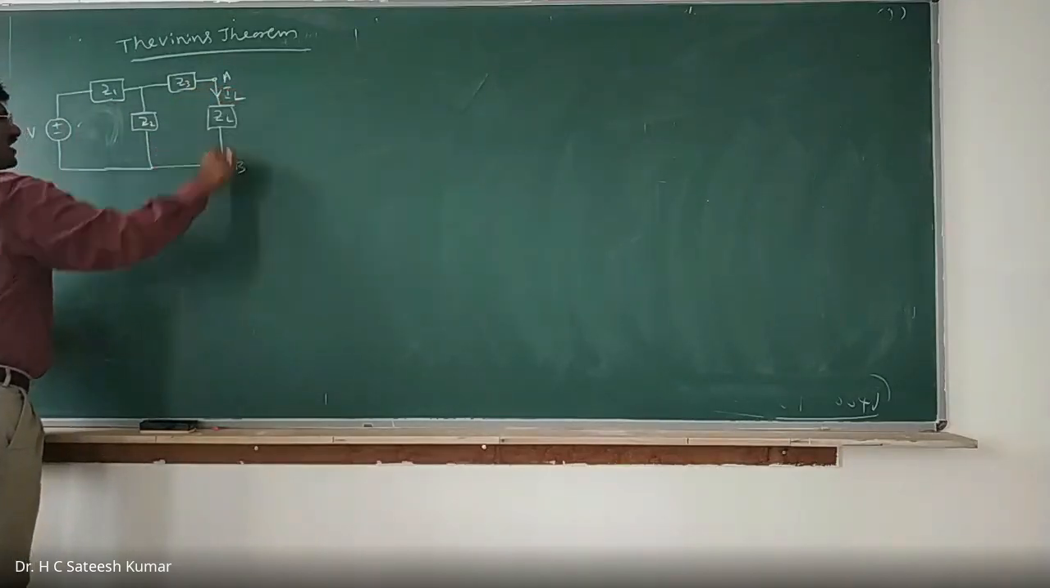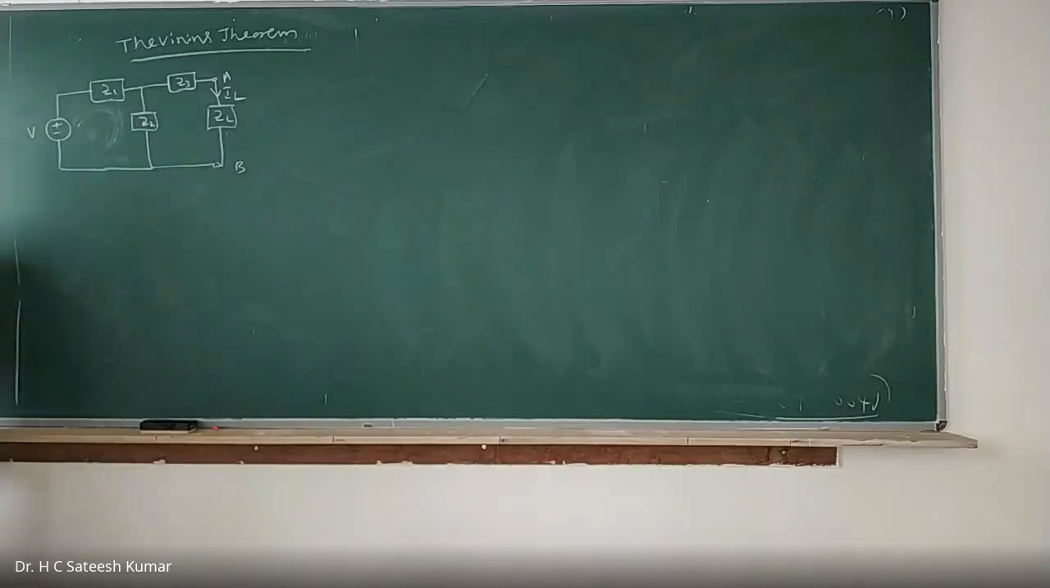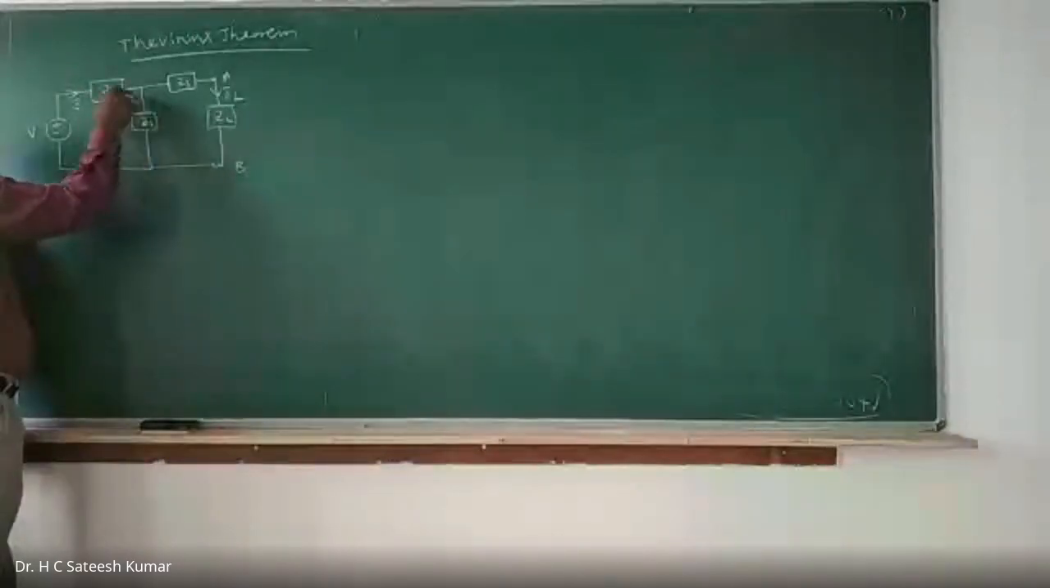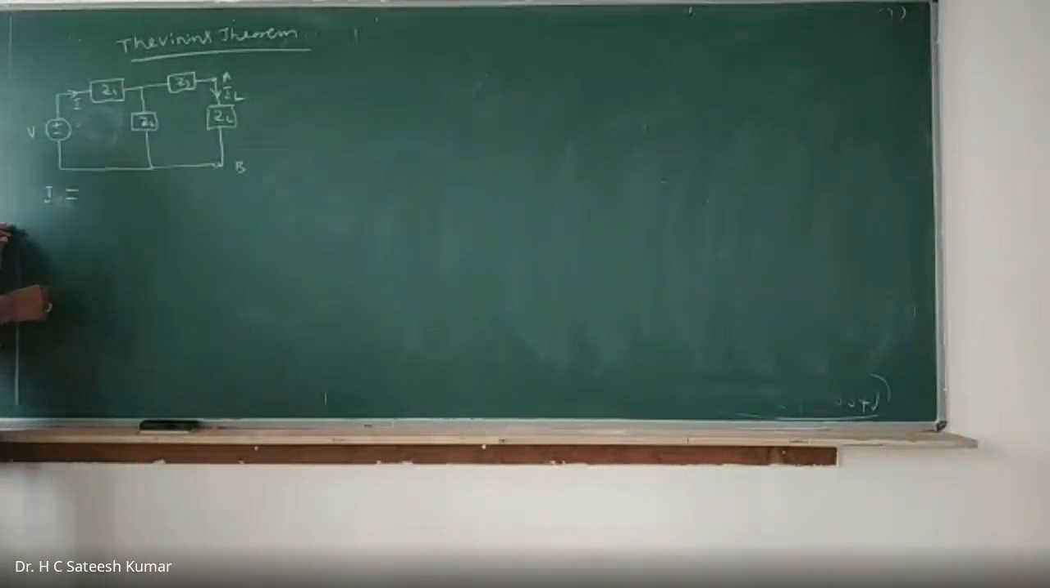By branch current method, we can do it. How will you find out IL? IL is equal to what? Total current. So let's find out total current first. You find out total current I. How will you find out I? I is equal to total voltage divided by total impedance, where the impedance is Z3 plus ZL in parallel with Z2, in series with Z1.